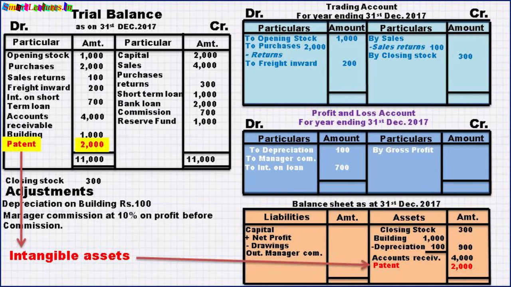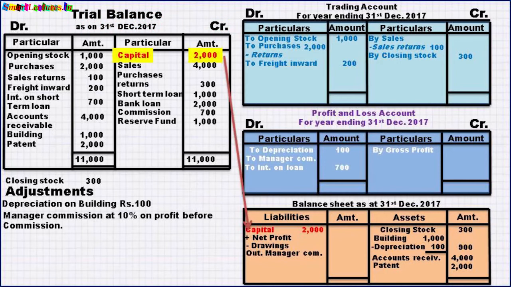Now come to the credit balances. Capital 2000 in the inner column in the balance sheet. Sales 4000, it will go to the credit side of trading account. So 4000 minus 100, 3900 in the outer column. Purchases returns 300, it will go to the debit side in the inner column. So 2000 minus 300, 1700 in the outer column.